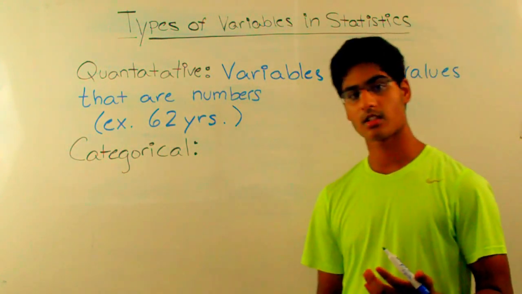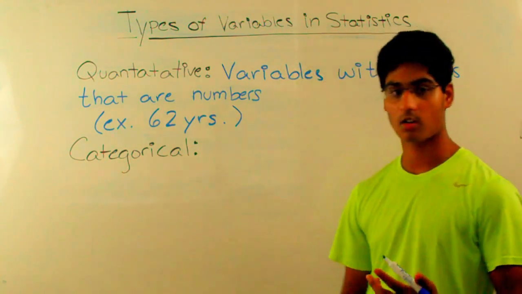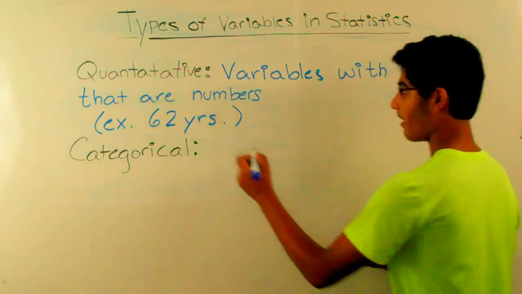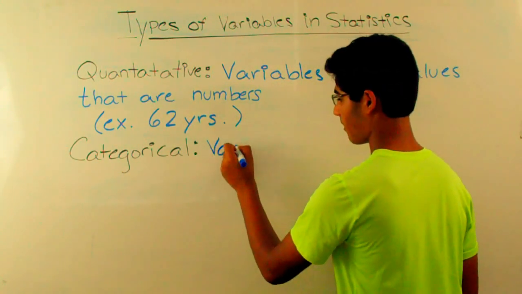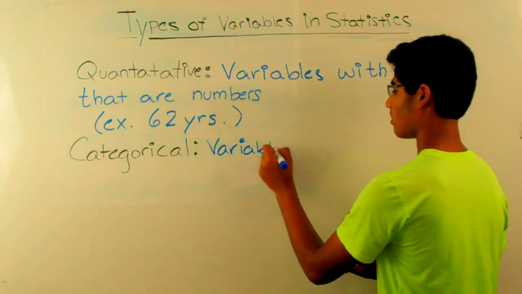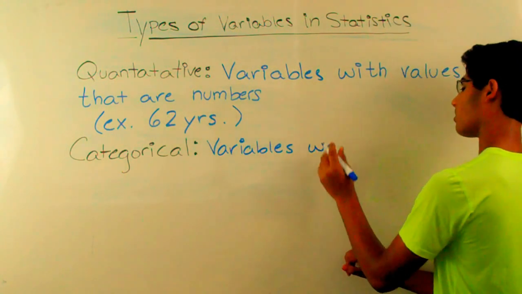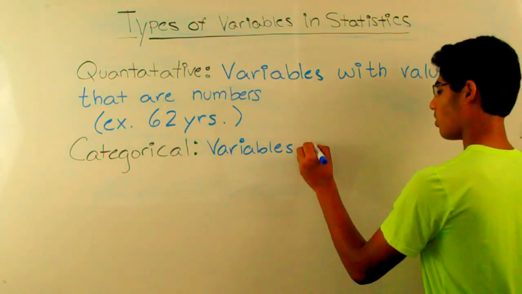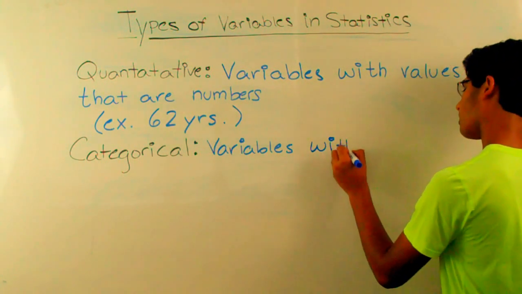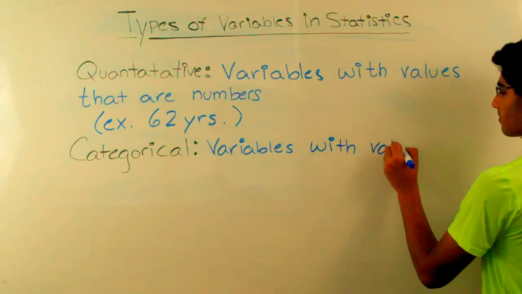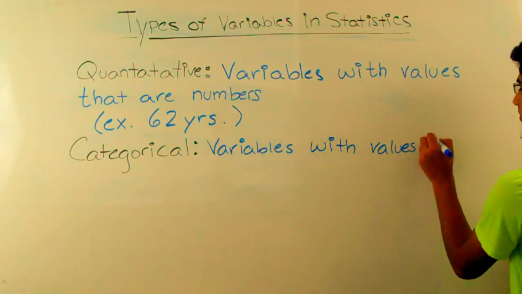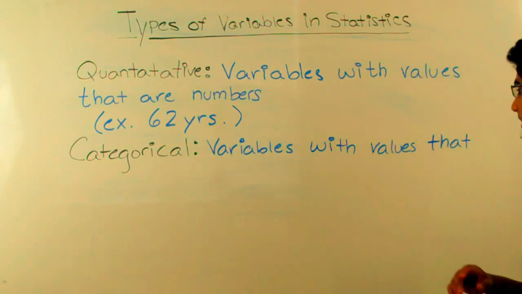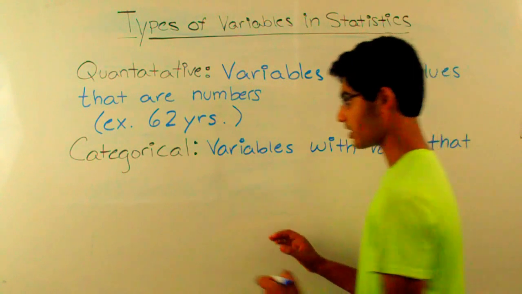Now, categorical variables are different. These are the variables that we can categorize, hence categorical. So we could also say these are variables with values. These aren't exactly values, but let's just say they are values. With values that are categories. So not that can be categorized, but with values that are categories.